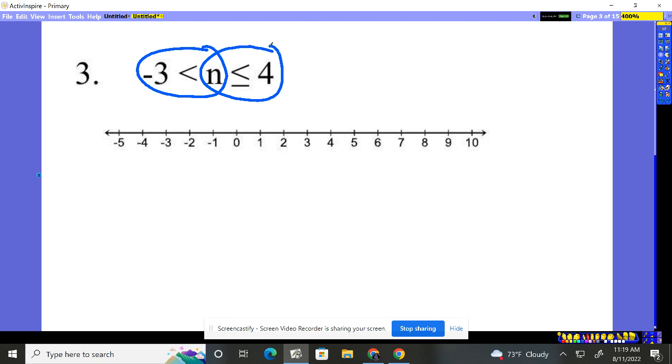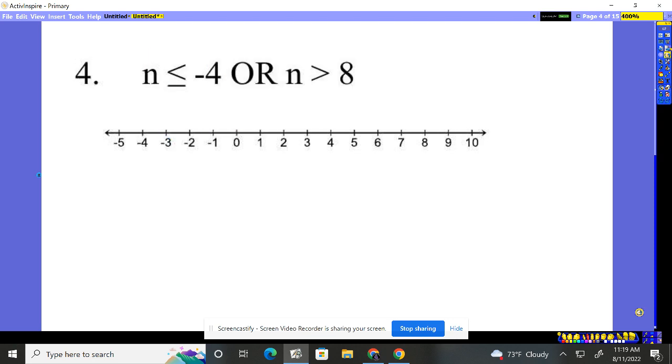Does it include -3? No, so I'll put an open circle. And then it goes up to 4. Does it include 4? Yes. So it's a darkened circle. So there's number 3. Let's go to number 4.